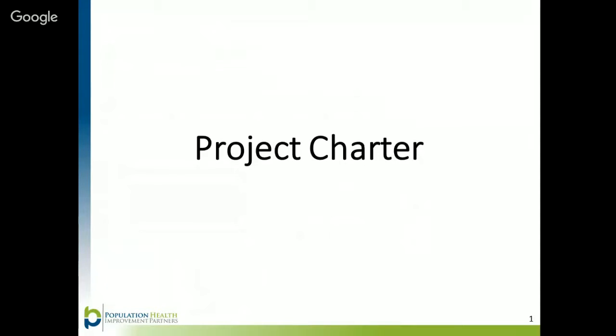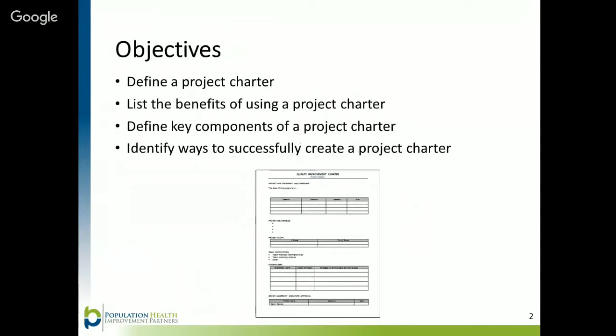This module will introduce the project charter. By the end of this module, learners will be able to define a project charter, list the benefits of using a project charter, define key components of a project charter, and finally, identify ways to successfully create a project charter.